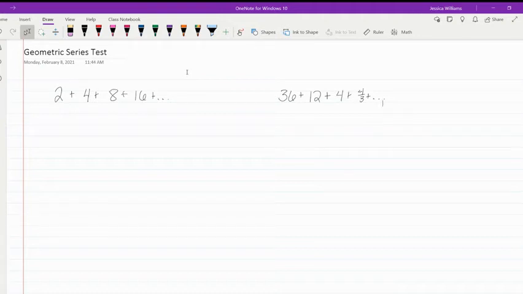Hey kiddos, we are going to start Unit 9 talking about geometric series. You're going to need your salmon series sheet available because I'll refer to that in a little bit. But let's talk about what a geometric series is.